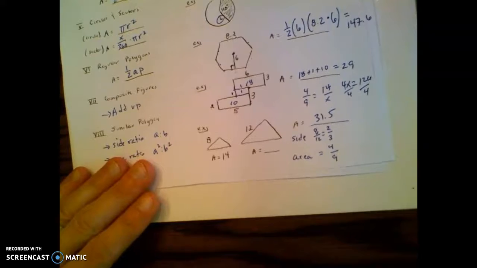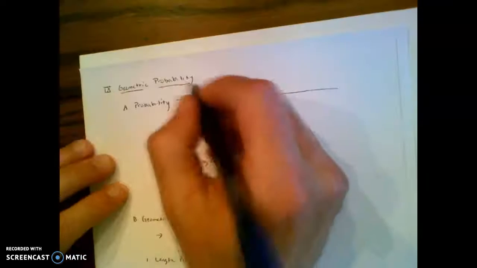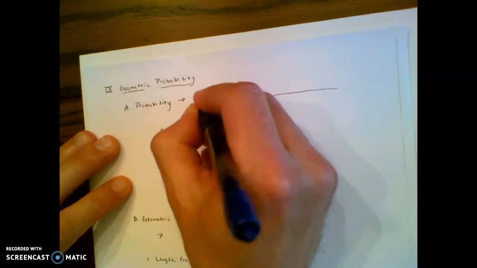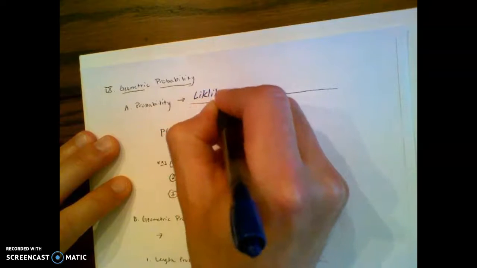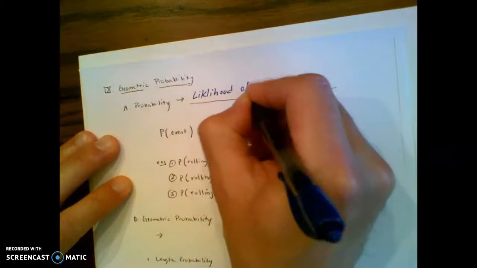So that's everything we've done in the area so far. So the new information talks about geometric probability. So a little review of probability. We've done that in the past. You even did it last year in algebra. But probability is the likelihood of something happening.